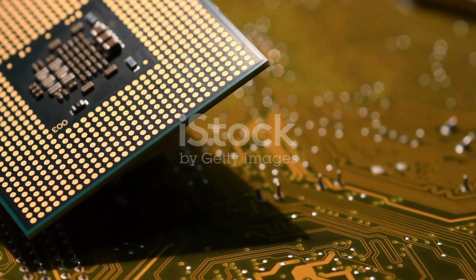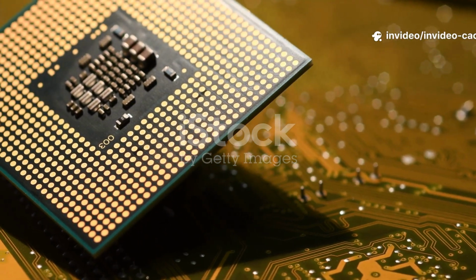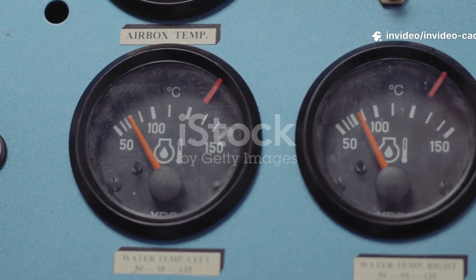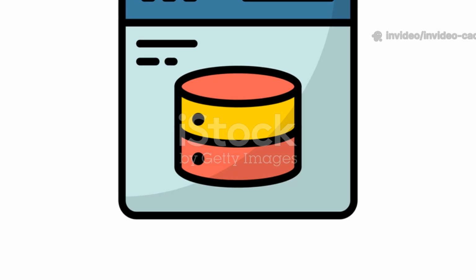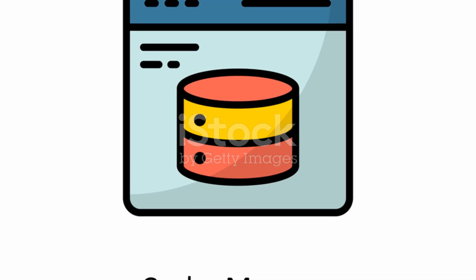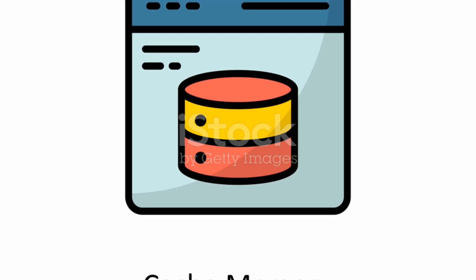So, how do we measure how well the cache is doing its job? The two most important metrics are the hit rate and the miss penalty. The hit rate is the percentage of time the CPU finds the data it's looking for in the cache. A high hit rate is what you want.